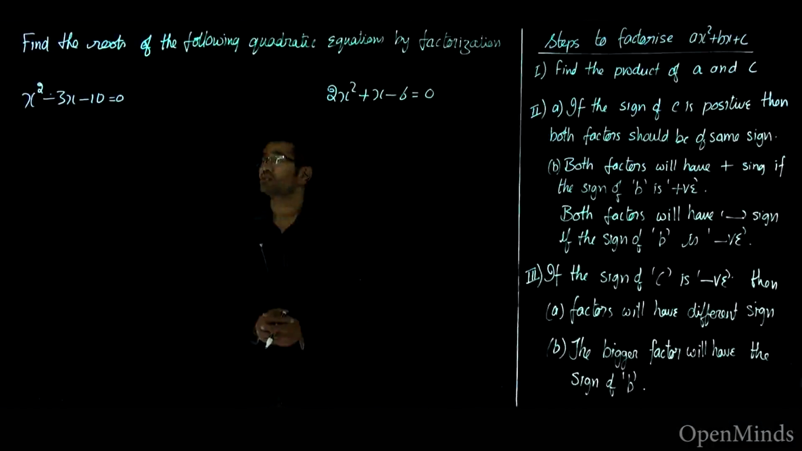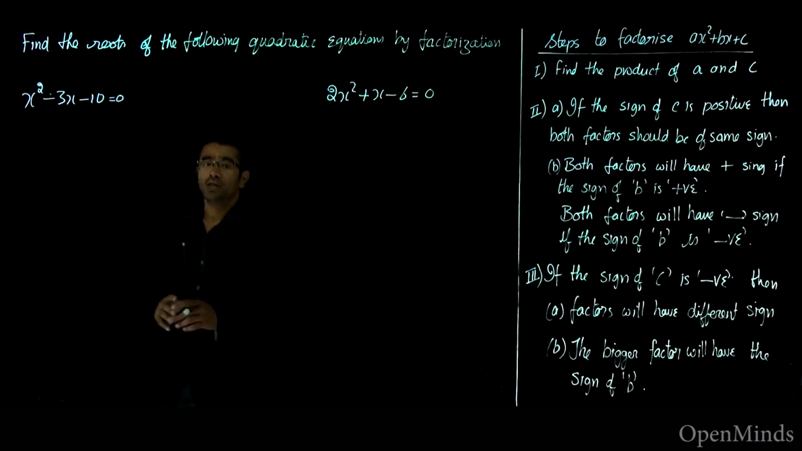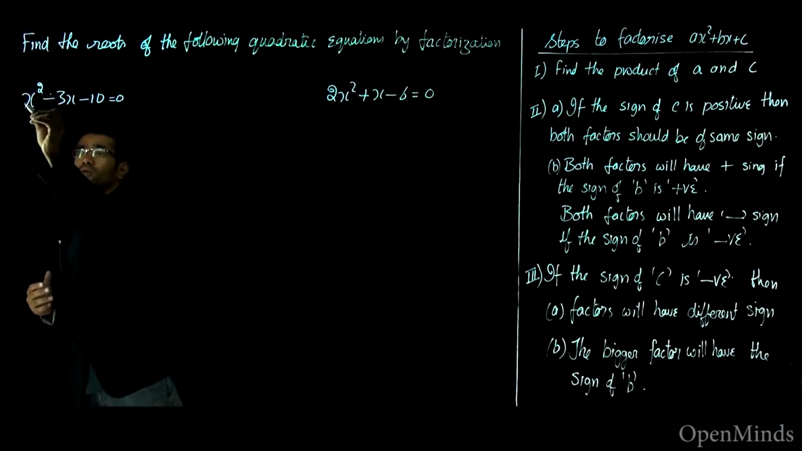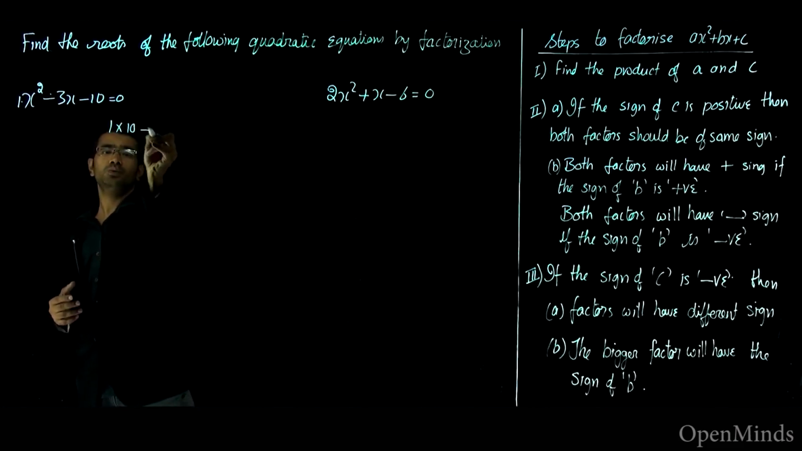Let's work on these two problems, guys. We've got to find the roots of the following quadratic equations, and we know the rules. Very easy. The first thing to do here, according to the rule, is find the product of the quotient of x squared and the constant, that is 1 into 10, which is 10 itself.